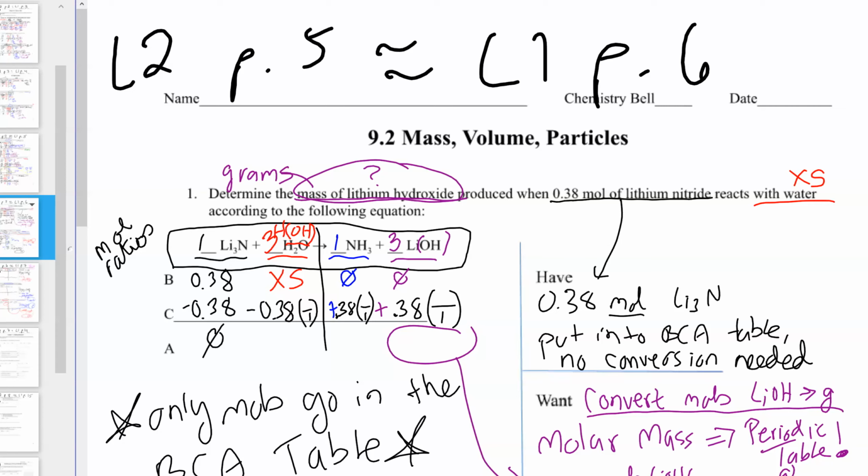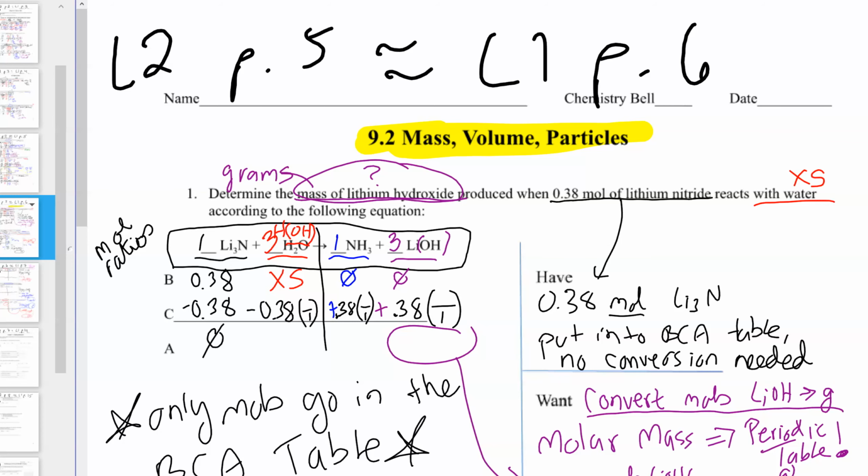Today we're going to be focusing on mass, volume, and particles. If you're in level 2 Chem, this is going to be your pages 5 and 6. If you're in level 1 Chem, this will be approximately the same as your pages 6 and 7. There'll be a little bit more help here on some of the equation writings.